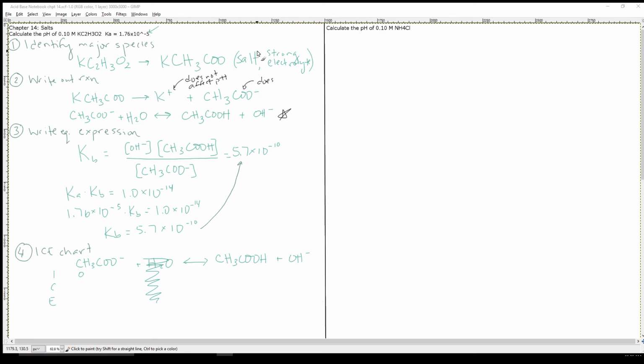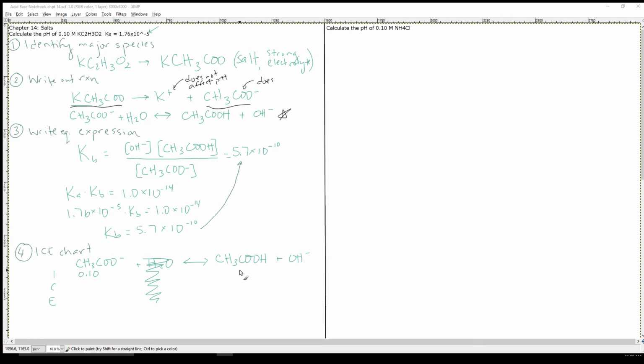Well, I know my initial concentration, I'm going to use a different color here, of my salt. I'm going to underline it. I know the initial concentration of this salt. I know it's equal to 0.10. And so I know, since it's 1-to-1 with potassium and acetate, that I have an equal concentration of my acetate ion. So over here, I'm going to use that concentration, 0.10.